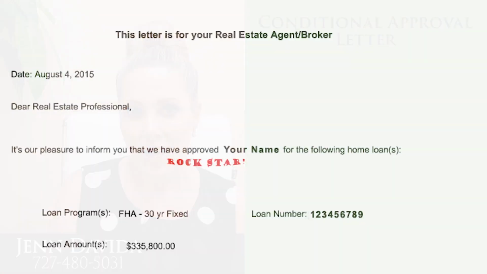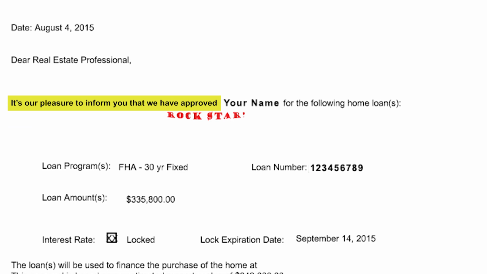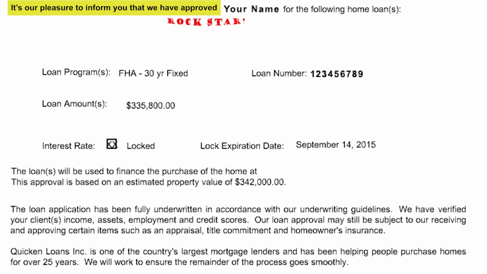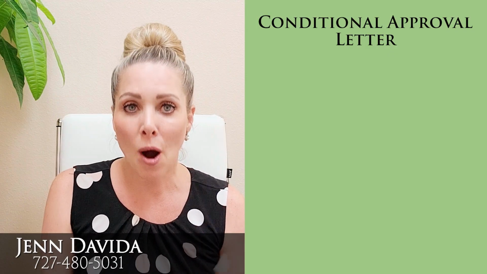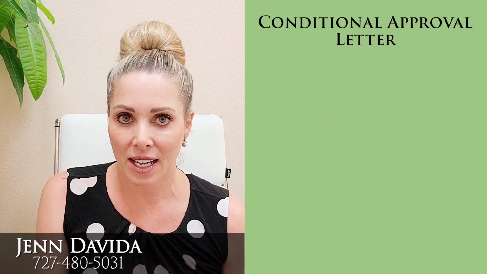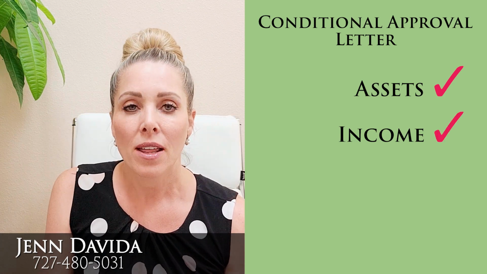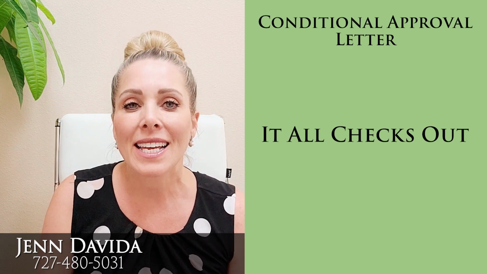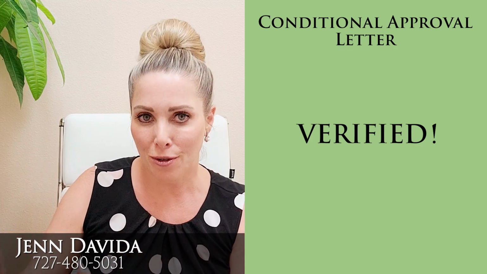And then the third type of qualification is when you have already gotten a conditional approval. This is really what you should aim to do. It gives you so much leverage. It also gives you so much peace of mind. Let's talk about that. Conditional approval means this borrower, you, the buyer, is approved. The assets, the income, the employment, the credit, anything that may have come up on the credit, has gone through underwriting. It has been verified and approved.